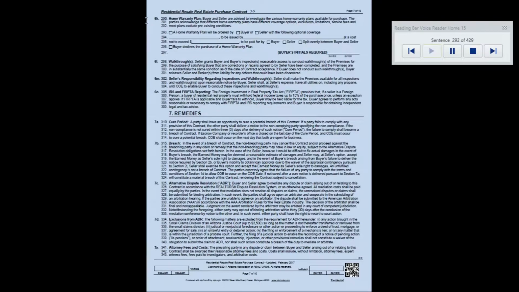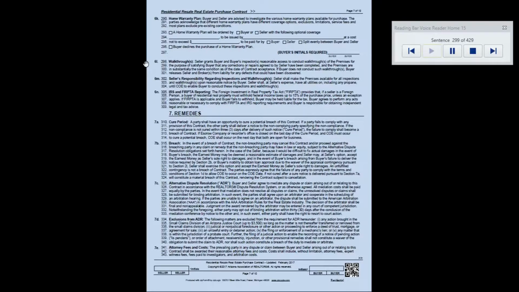6K. Home Warranty Plan. Buyer and seller are advised to investigate the various home warranty plans available for purchase. The parties acknowledge that different home warranty plans have different coverage options, exclusions, limitations, service fees, and most plans exclude pre-existing conditions. A home warranty plan will be ordered by buyer or seller with the following optional coverage. To be issued by ___ at a cost not to exceed $___, to be paid for by buyer, seller, split evenly between buyer and seller. Buyer declines the purchase of a home warranty plan. Buyer's initials required.